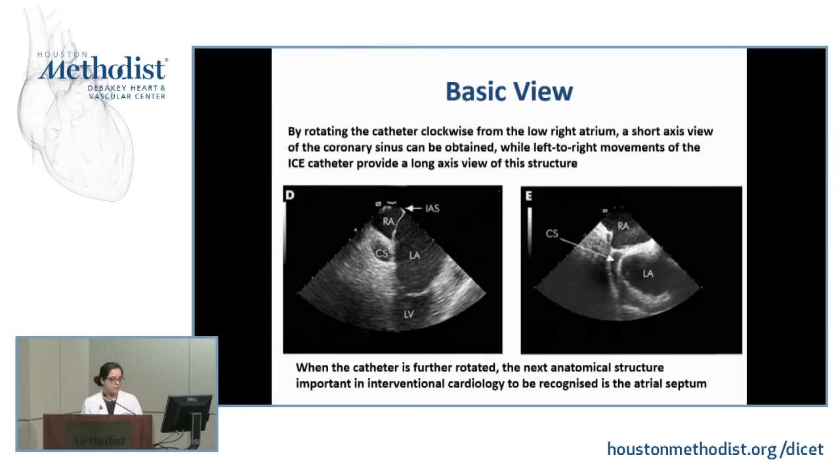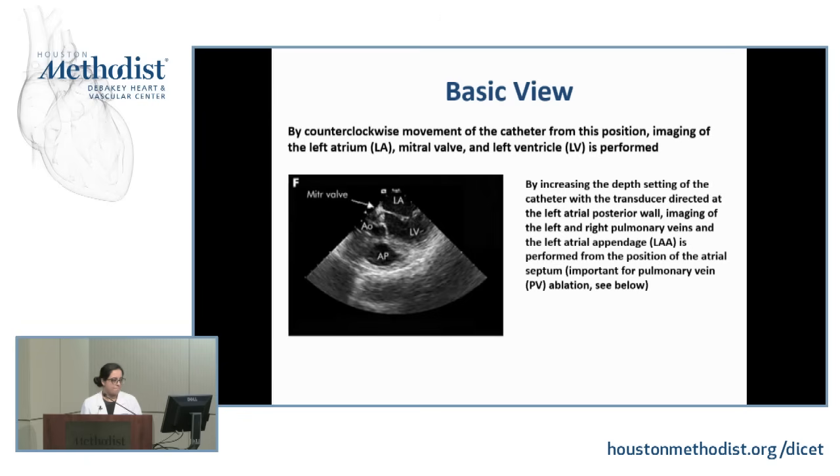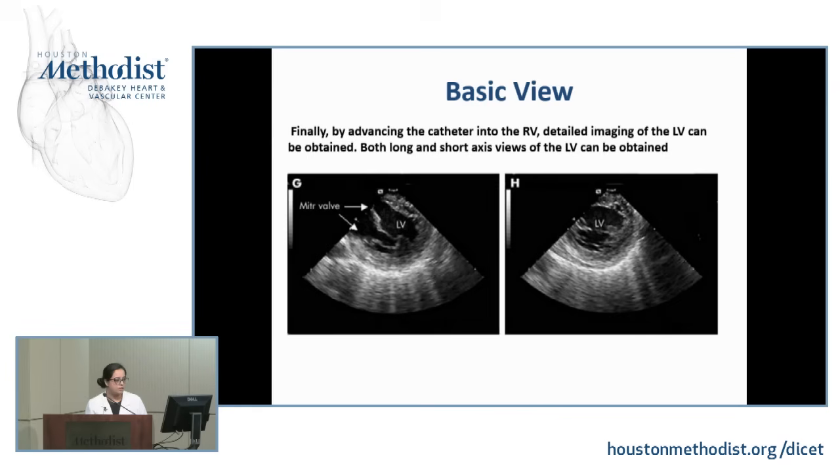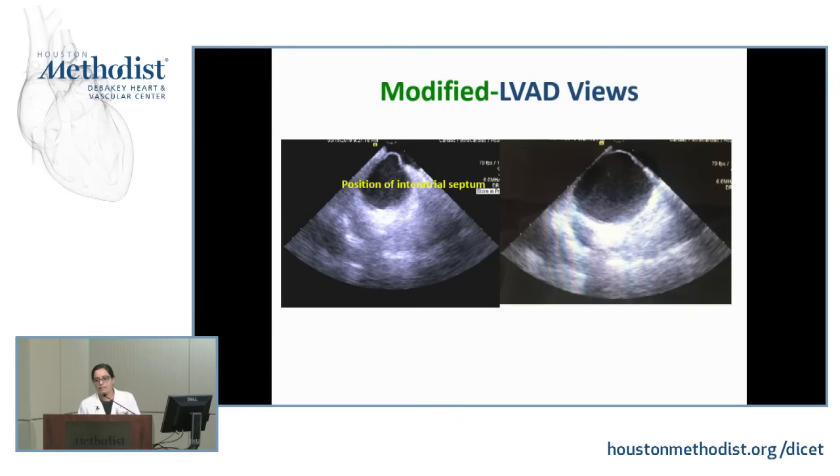Then in the low right atrium, you can get a short axis kind of view, and you just have to rotate it again. This will give you the coronary sinus, the LA, LV, and the interatrial septum. And again, if you then turn counterclockwise, you can get a very good view of the mitral valve. It's one of those things when you are in the cath lab and doing it, you kind of know which way to turn. These views take some time to get used to, and I think most of our interventional fellows or EP fellows will learn how to do these. You can get a good short axis view in the ICE catheter also. So the modified LVAD views is what I call them.